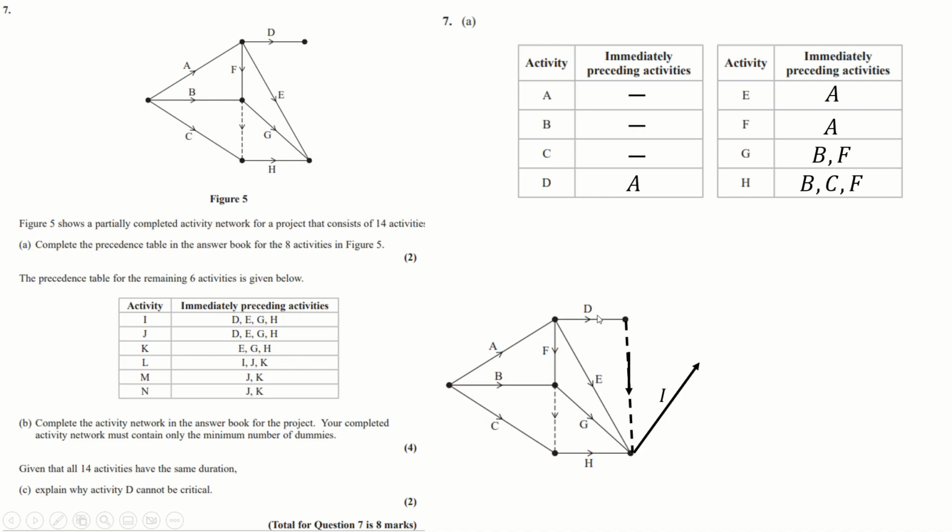So I can now require all 4 of those. But then J also requires all of those. Then I got to K, and K only requires E, G, and H. So I realized I actually had to change this a little bit. So it's always good to do this with a pencil.